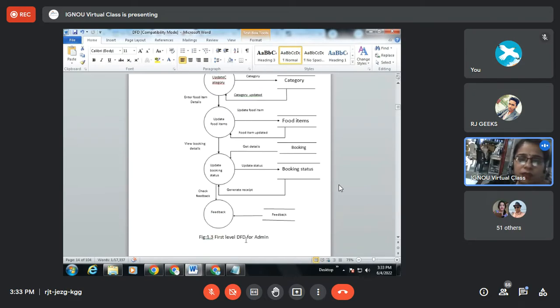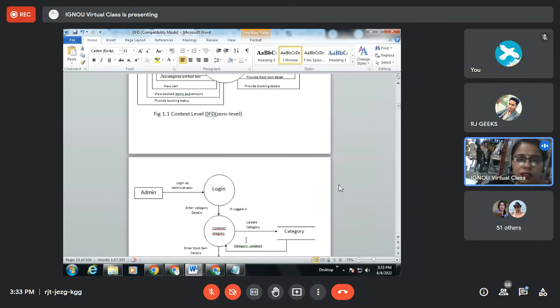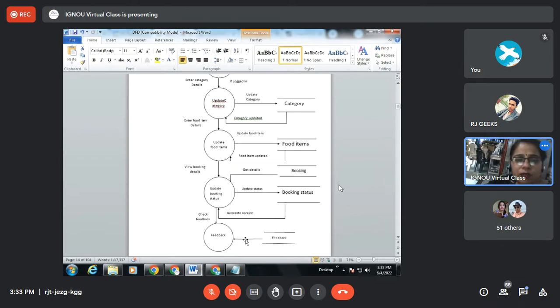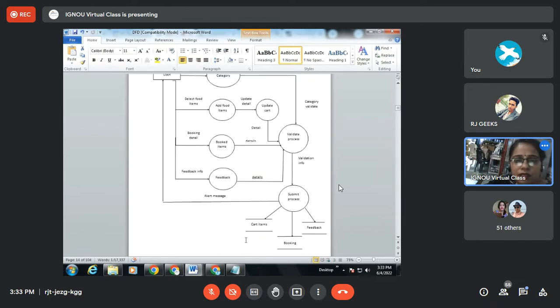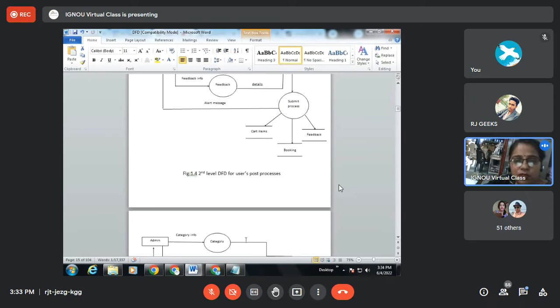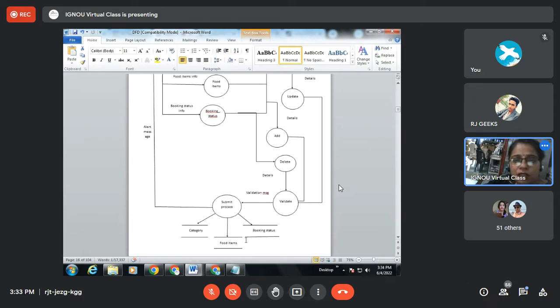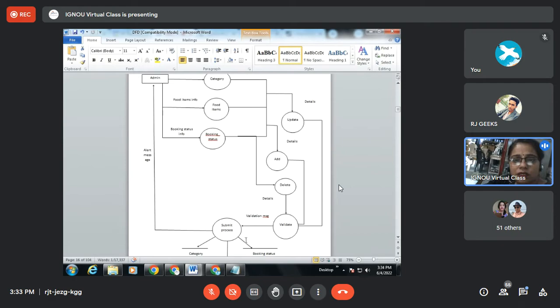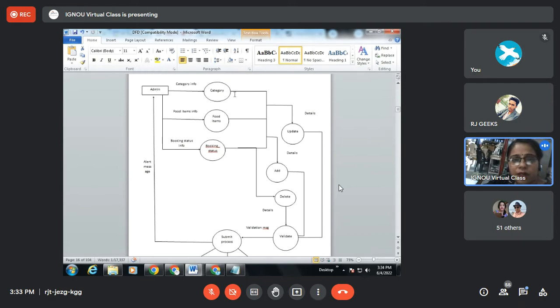I think this is admin. This is the second level of admin. First level, let me show you second level admin. Now look at this. Admin, update category, food item, booking status, updation is going on. Now these activities are clubbed.